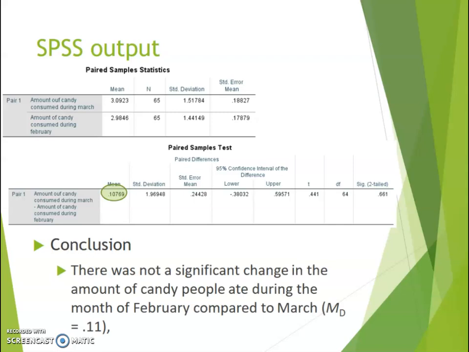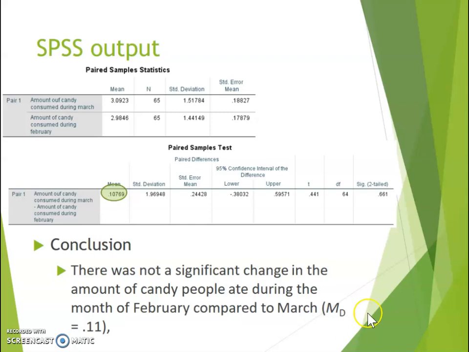So I'm going to start my conclusion by saying there was not a significant change in the amount of candy people ate during the month of February compared to March. So again, since we failed to reject the null hypothesis, that means we did not find a significant change in the amount of candy people were consuming.